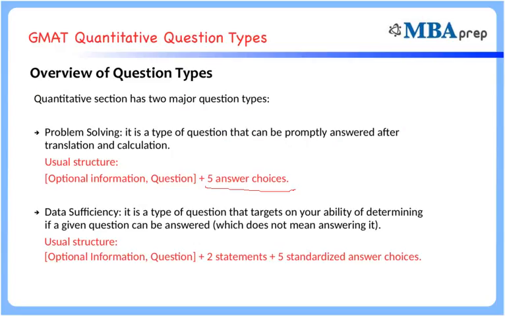It's about determining whether you can answer a situation that you will find a lot in your life when you've done your MBA programs. You want to be managers at least, and managers have to know whether their staff or their resources are sufficient or not. You have some information that is optional, the question stem, two statements that are the information that might help you to answer the question, and plus five standardized answer choices.